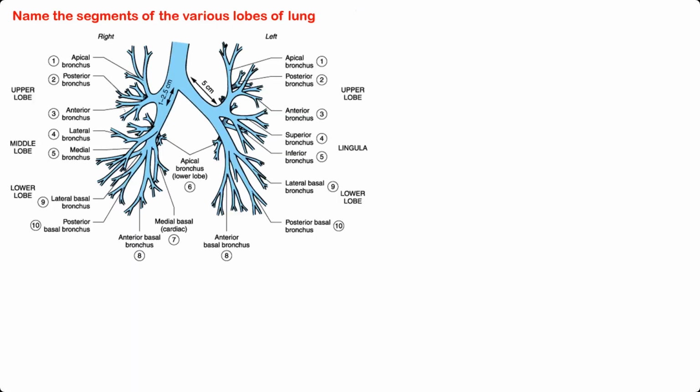On the contrary, on the left side you have only 2 lobes, upper and lower. Again the upper has 3 like the right, and the lower has 5 like the right lower lobe. And there is a lingula, which is a representative of the middle lobe. So you have 9 bronchopulmonary segments on the left. So you have a total of 10 plus 9, 19 segments. Okay. So this is the picture that you have to remember.